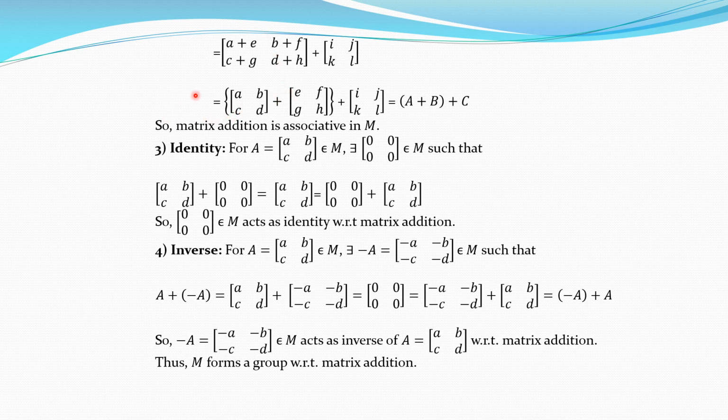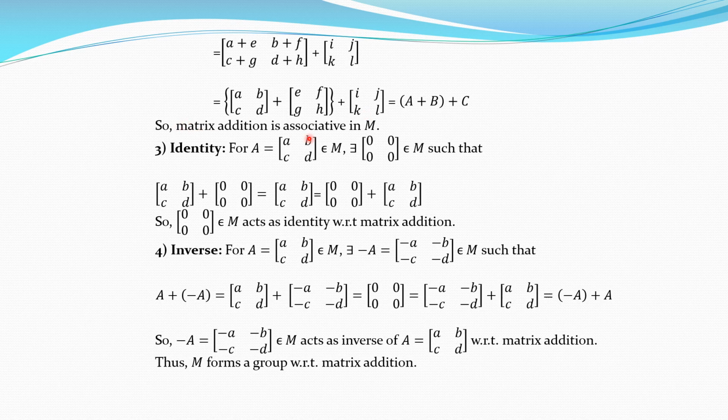Now this is A, this is B and this is C. So finally it is A plus B plus C. So starting with A plus in bracket B plus C, finally we got it is equal to A plus B plus C. So matrix addition is associative in M.